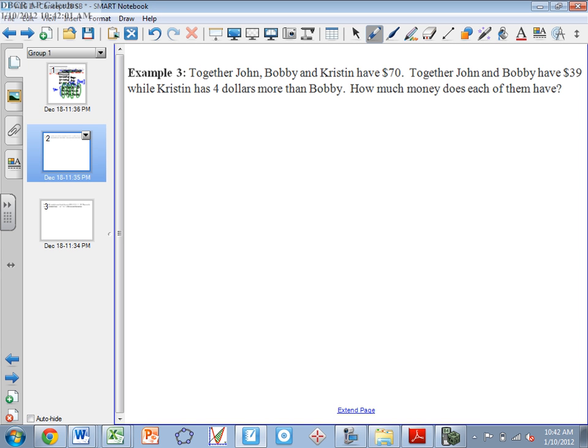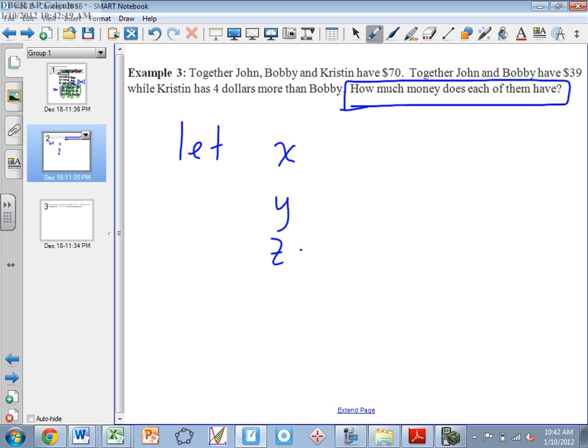And I know logic works sometimes, but it's going to take you forever. So write your equation. Let's use first, how much money does each of them have? That tells me my let statements. By let statements. Jordan, help me out with the let statements here. If I'm wondering how much each person has, what will I let X, Y, and Z be equal to? And it doesn't matter. You can use J, K, B. The variables don't make a difference. What would X be?